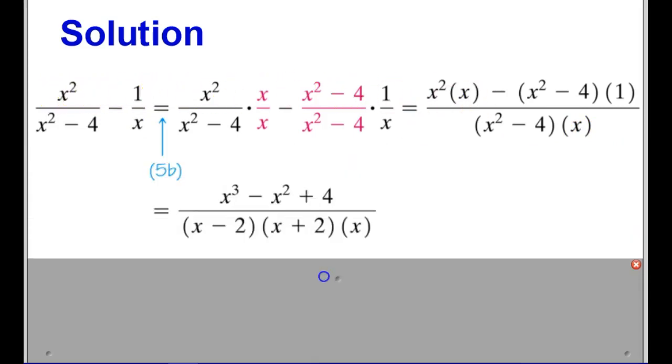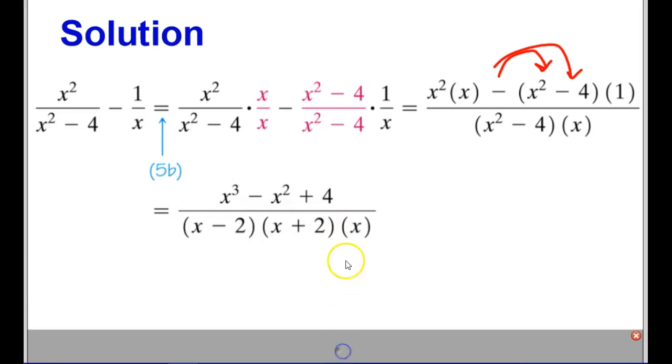So now I can go ahead and simplify. I know x squared times x is x cubed minus, and this is just times 1, so x squared minus 4. But I'm distributing this negative sign. Don't forget to distribute. This negative sign goes everywhere, right? So now I have x cubed minus x squared plus 4 plus my denominator, and I went ahead and factored out my denominator. Okay, so now this is as far as I can go because I can't really factor out this numerator, so I know I'm done.